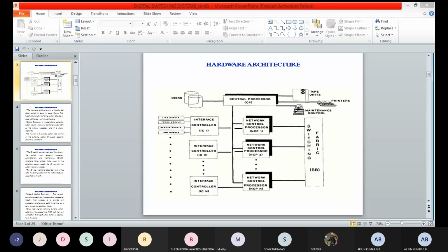Many NCPs are present in generic switches. They are also usually duplicated, depending upon the desired size of the class 5 central office.